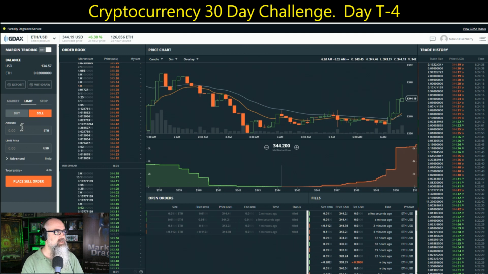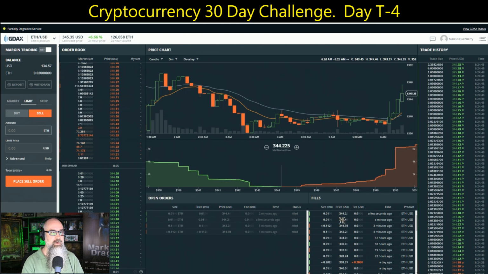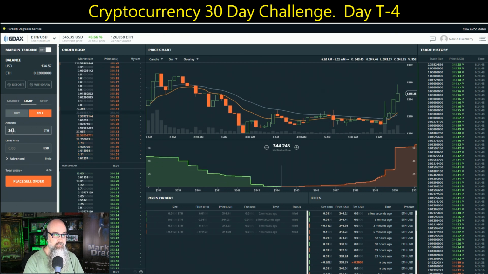Okay, so we're going to go over to sell. And we're going to look at these last 2 trades. So 344.40, I need to place it higher than that. So I'm going to do 345.40.